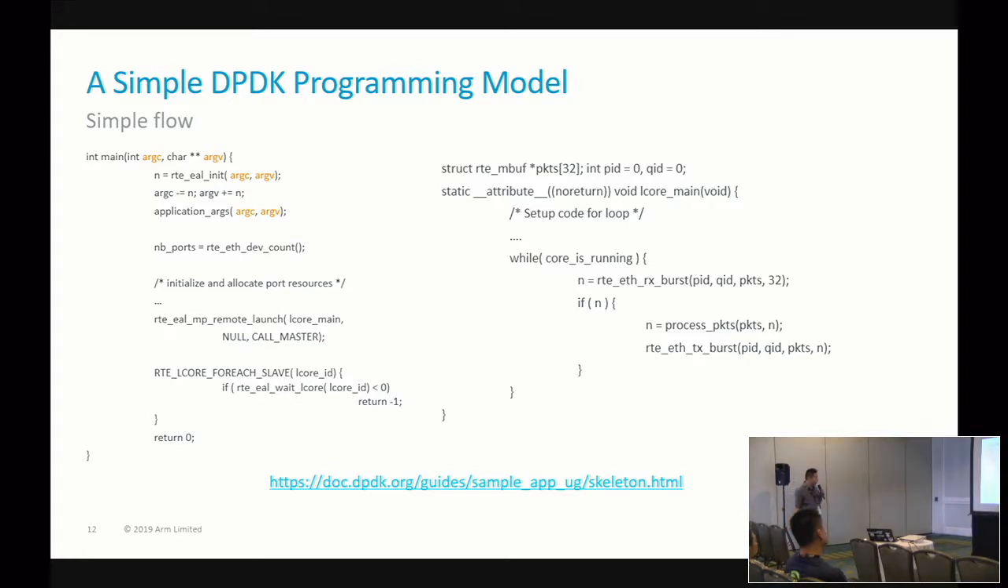And then we do the core logic of this processing. For each core, we trigger it to do the main loop, lcore main here. Each iteration of the loop does all the receiving and transmitting. So this is a typical DPDK programming model in typical use cases.